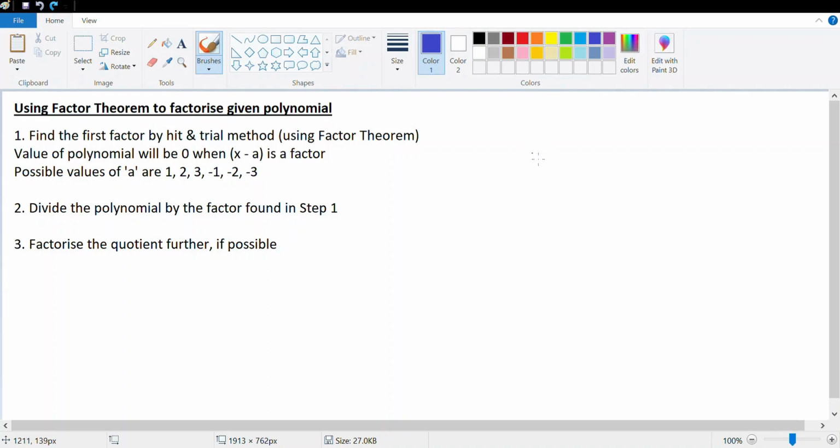Hi guys, let's look at the next exercise, exercise 8C. We are on the chapter Remainder and Factor Theorem. But before we start, let's quickly revise what we did in remainder and factor theorem.